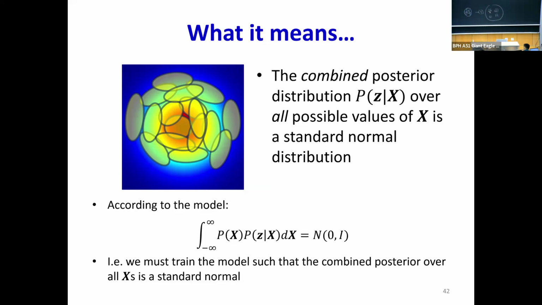So this means that if I integrate P of Z given X over all possible values of X, then basically the expectation of P of Z given X over all X is going to be a standard Gaussian. That makes sense to you guys? And so we want to train our model such that the combined posterior over all possible X is a standard Gaussian.